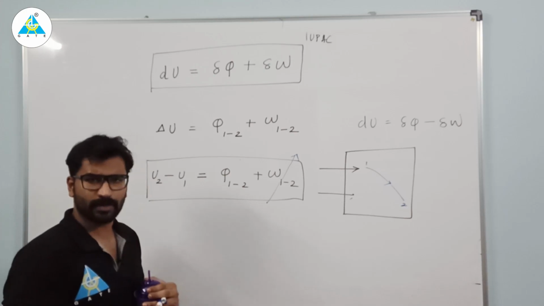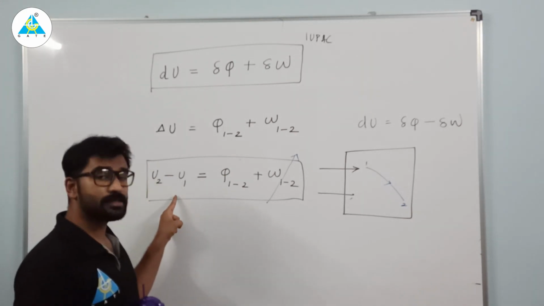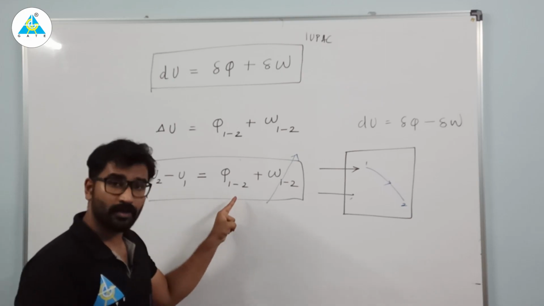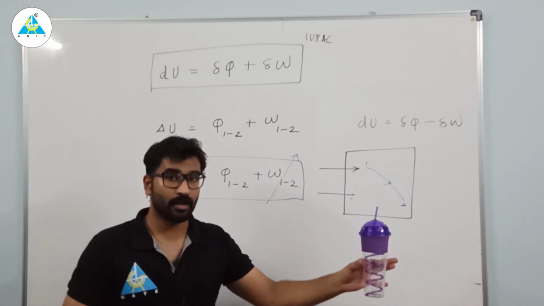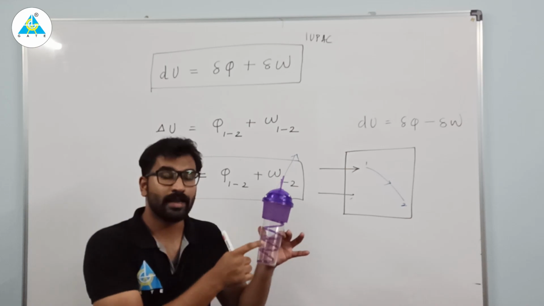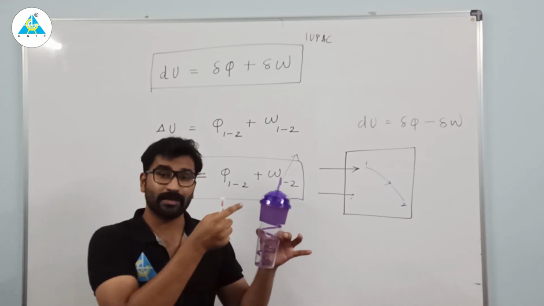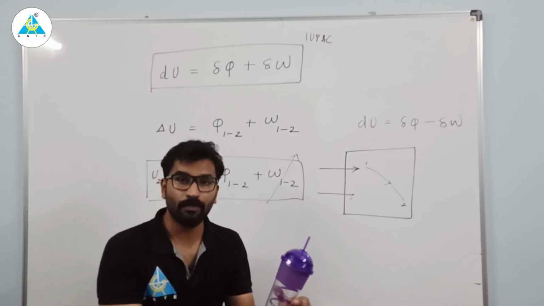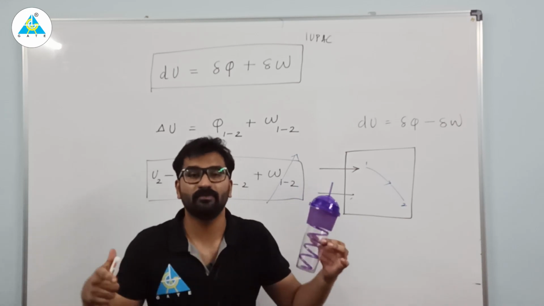So if there is no work transfer, what can be the reason of internal energy change? The reason of internal energy change is only due to heat transfer. अगर मैं ये फ्रिज में डाल रहा हूँ, if I am putting this particular bottle in the fridge, the change in the internal energy of the bottle or the content present in the bottle will be due to only what? Heat transfer. ये bottle के अंदर से बाहर we will have a heat transfer.